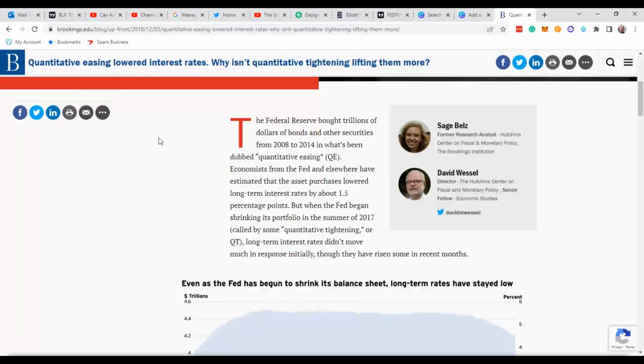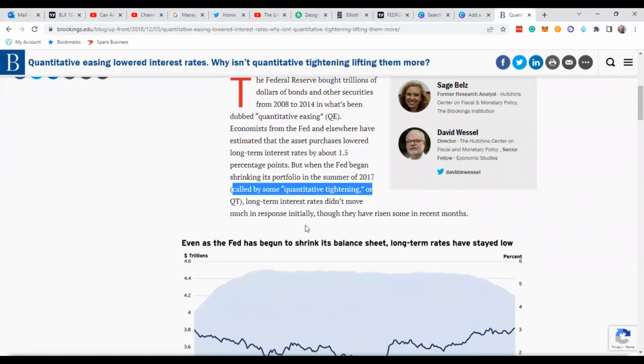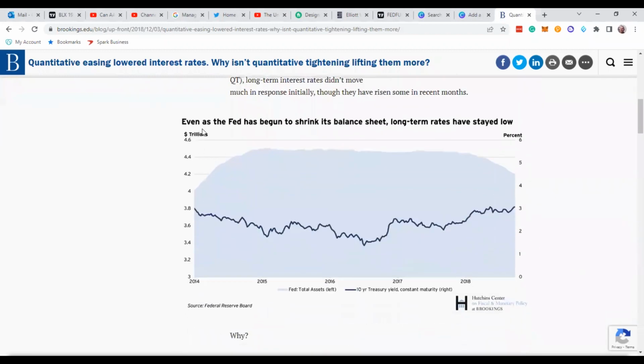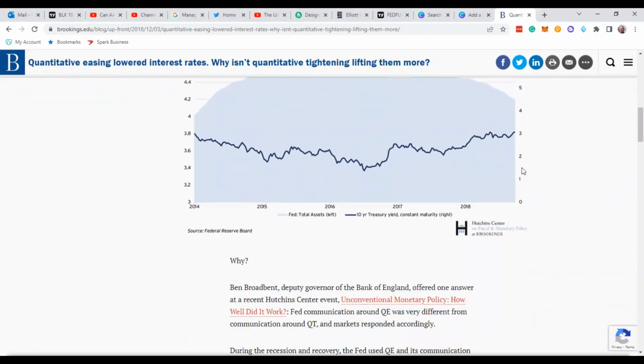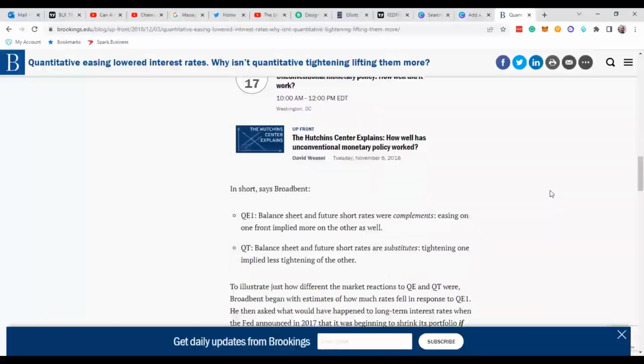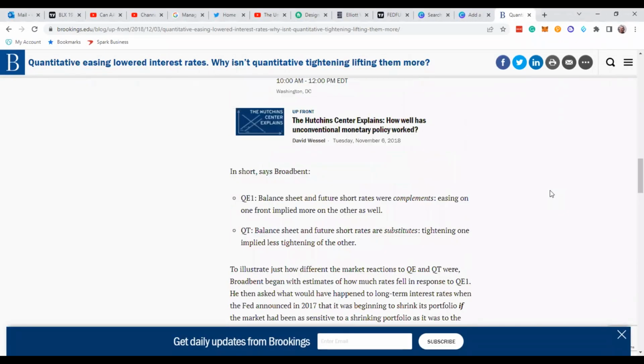This is an article from brookings.edu that I found, just to go over real brief. It says right here, when the Fed began shrinking its portfolio in the summer of 2017, called by some quantitative tightening or QT, long-term interest rates didn't move much in response initially, though they have risen some in recent months. You can see this is an article from December 2018. Even as the Fed begins to shrink its balance, long-term rates have stayed low. They're talking about how low they are, and how low they are right now.